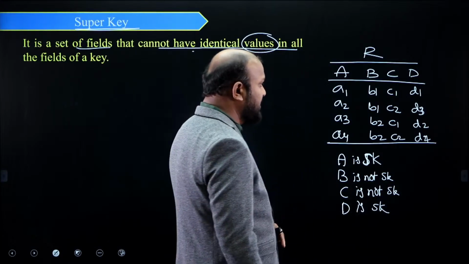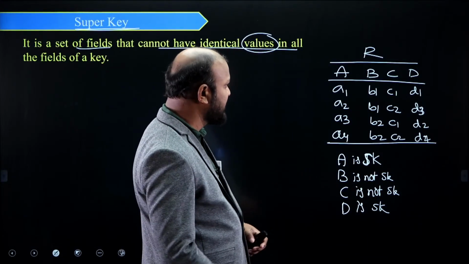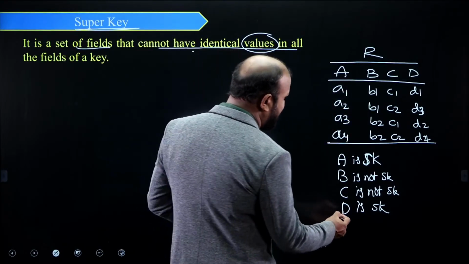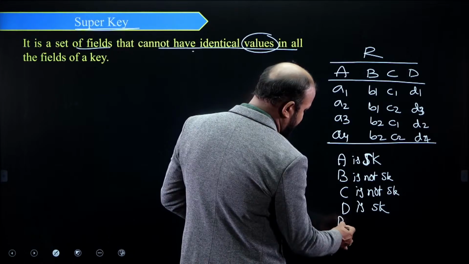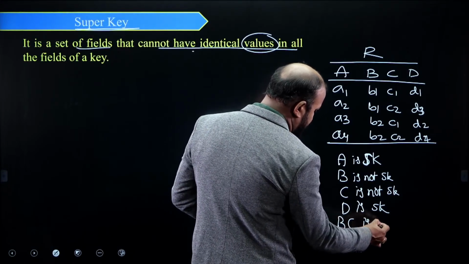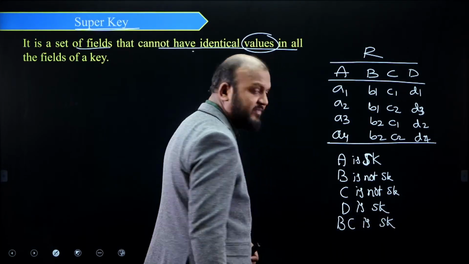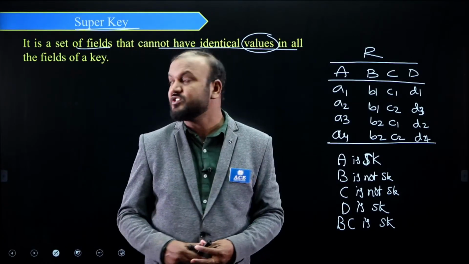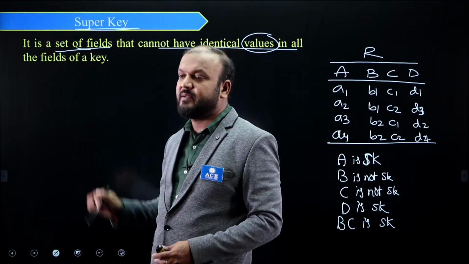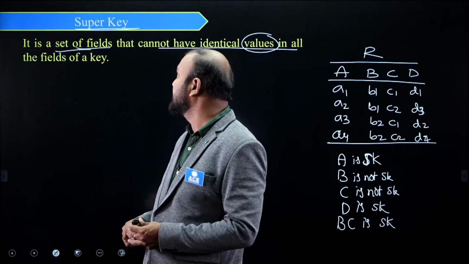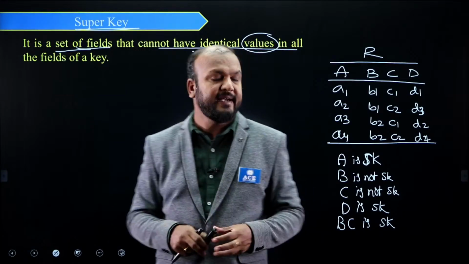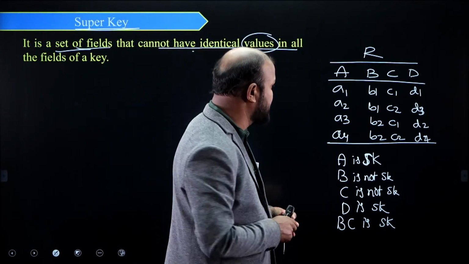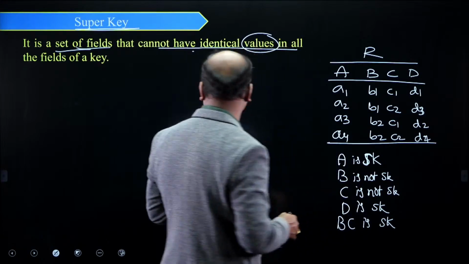Fine. Now I'm asking you a question. Can I call the combination of BC a super key? Just think and tell me. Can I call the combination of BC a super key? So what is the definition? It is a set of fields, maybe one field or more than one field, that cannot have identical values in all the fields of a key. Look at in all the fields of a key.